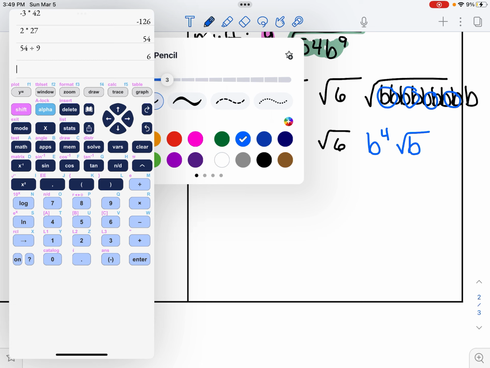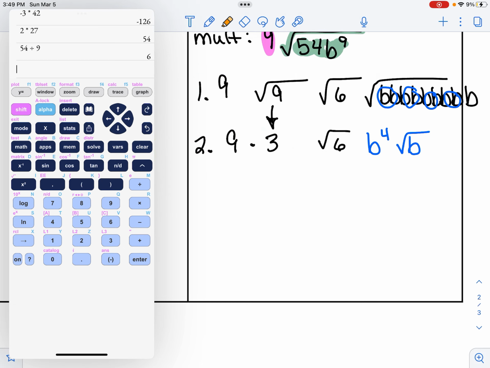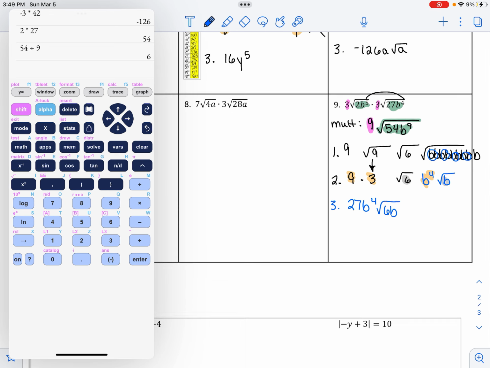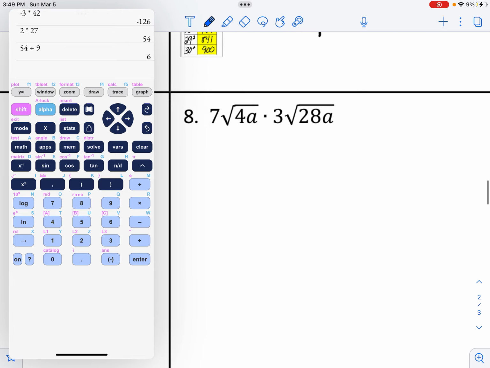Step 3 is going to put all your outside stuff together. So I'm going to put this 9 and this 3 and this b to the 4 together. So this will be 27 when you multiply with a b to the 4. And then the inside stuff is going to be a 6b. The radicand. And now that one's all done. Dare I say it's almost easier when you have stuff left inside.